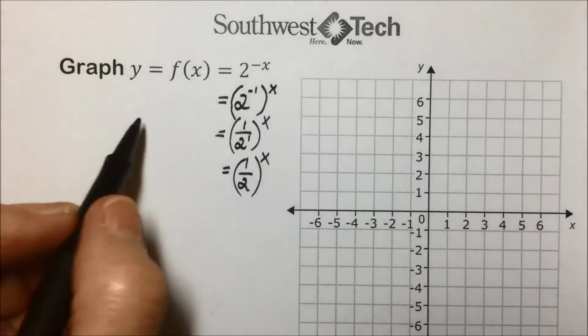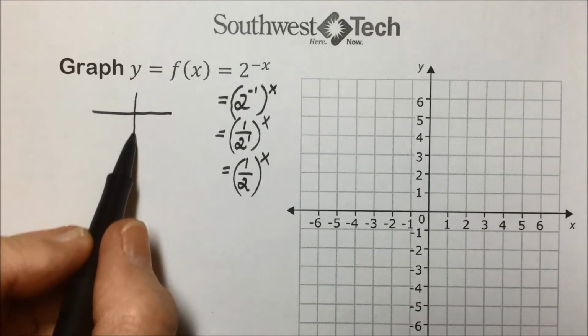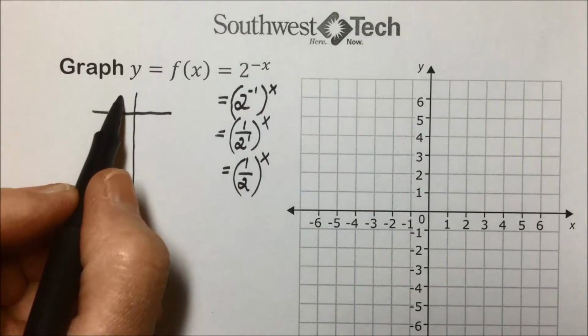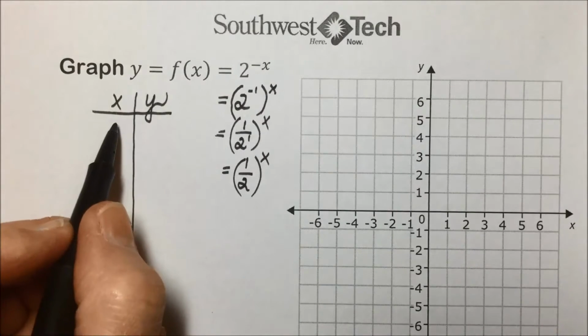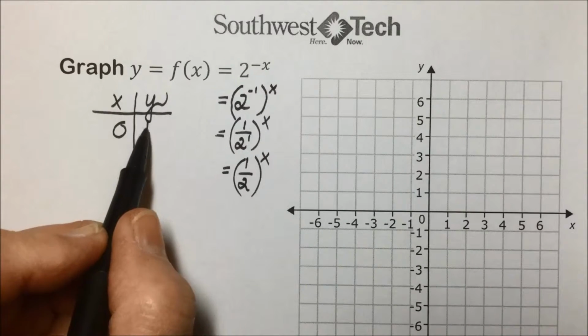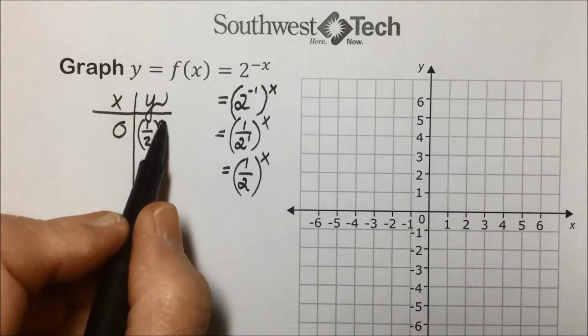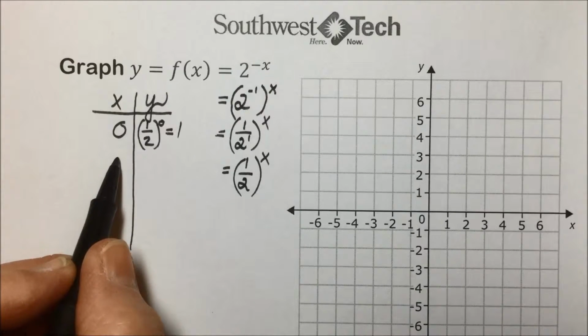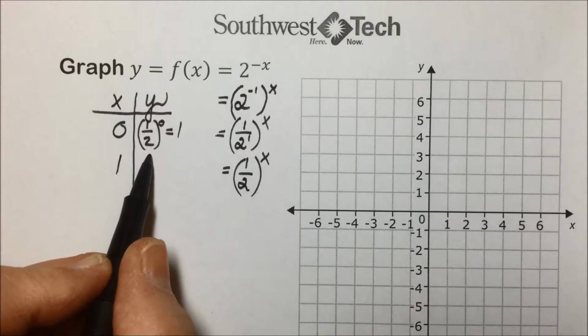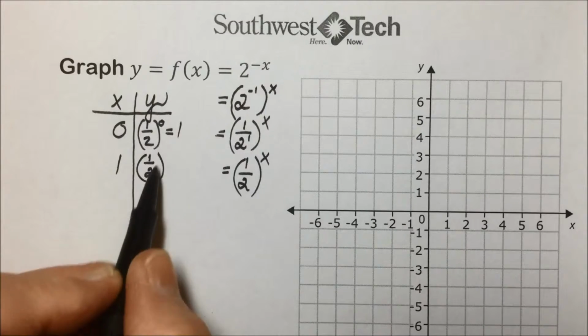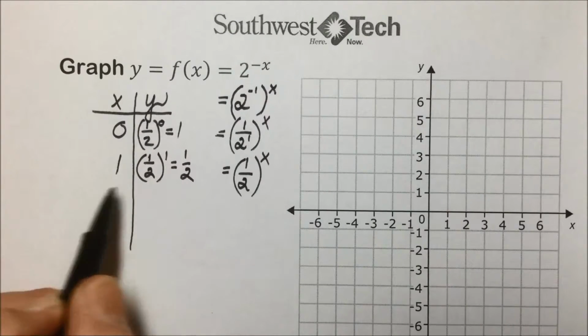And to graph it, let's set up a table and find some values to get a sense of what this looks like. Starting with 0, we would have 1/2 to the 0 power. Anything to the 0 power is 1. If we let x equal 1, we would have 1/2 to the first power, which is 1/2.